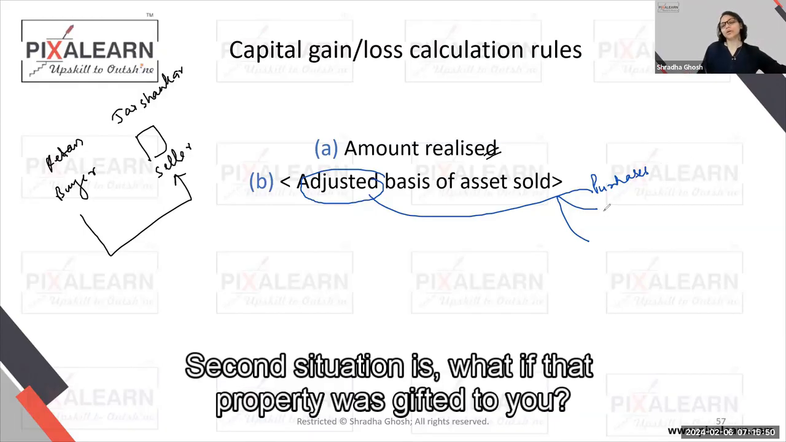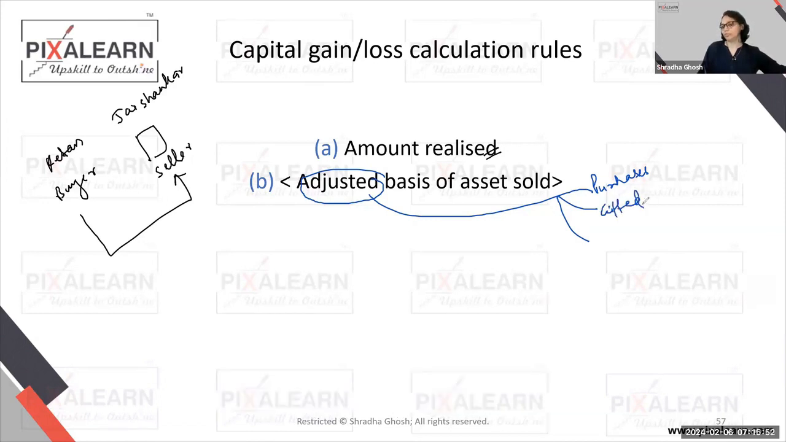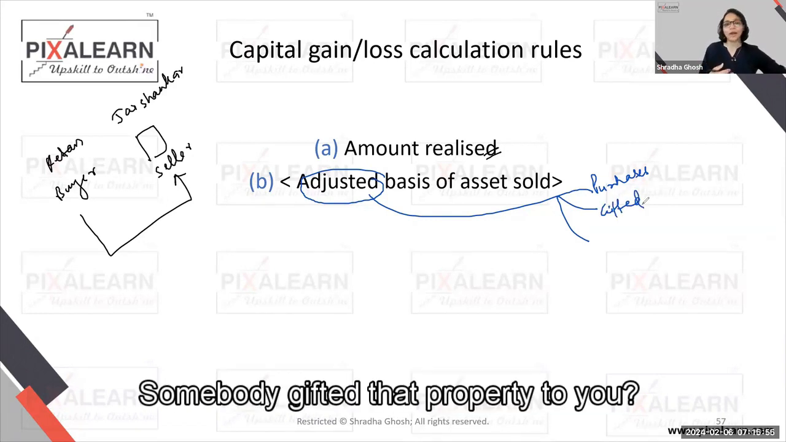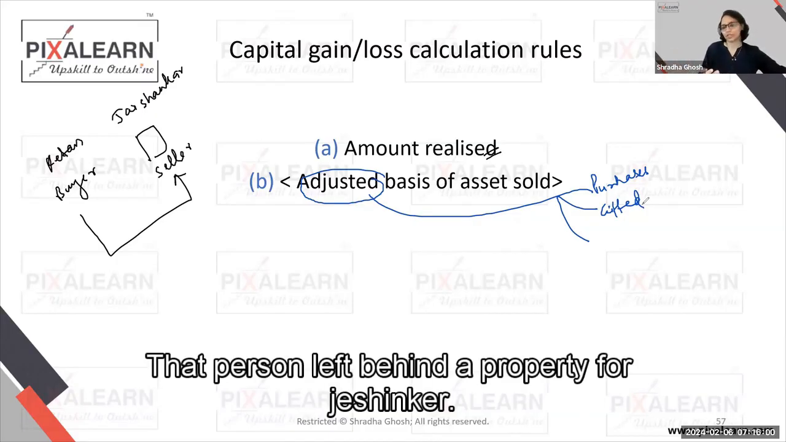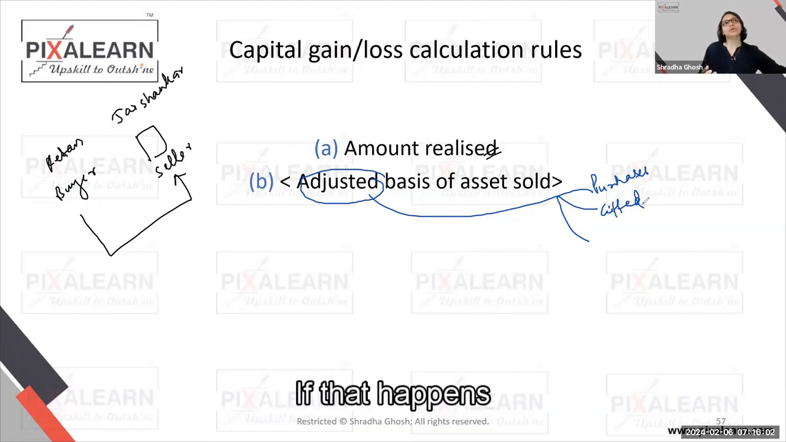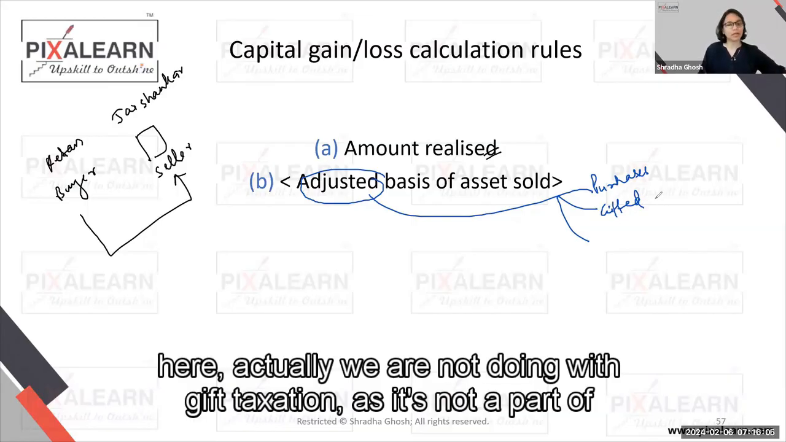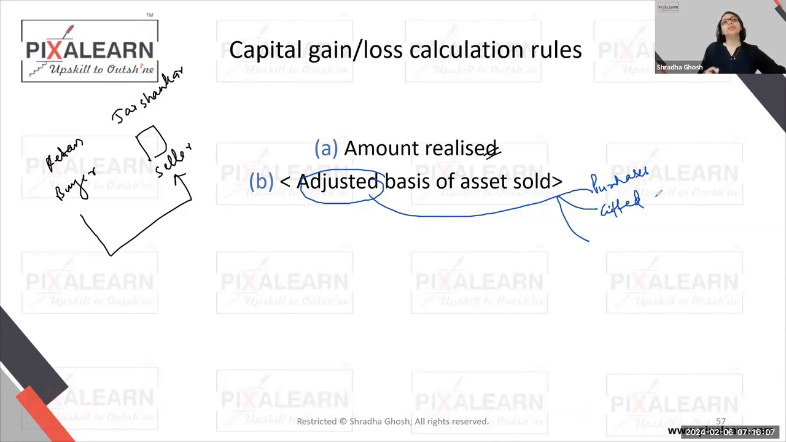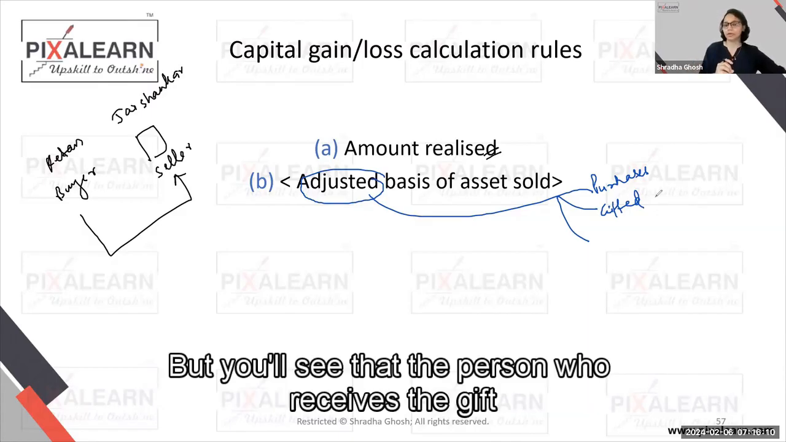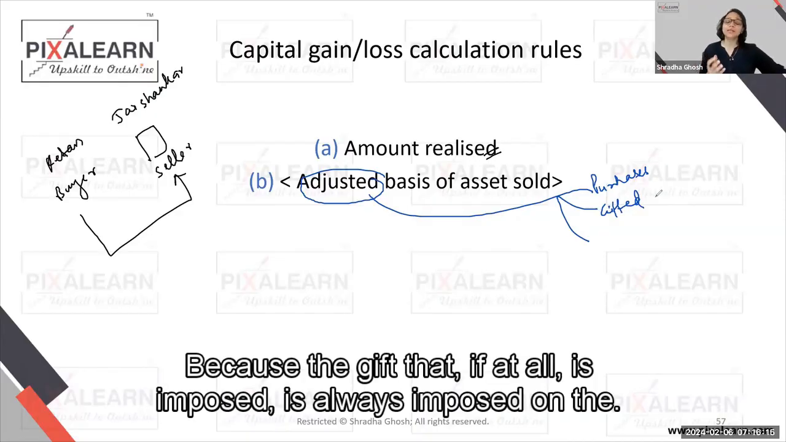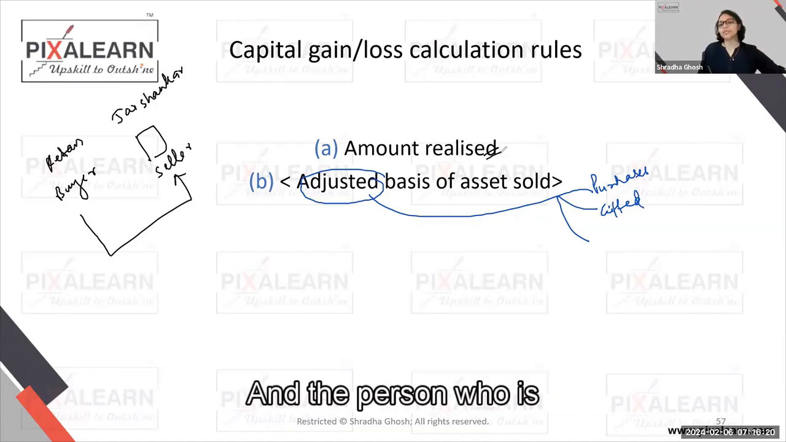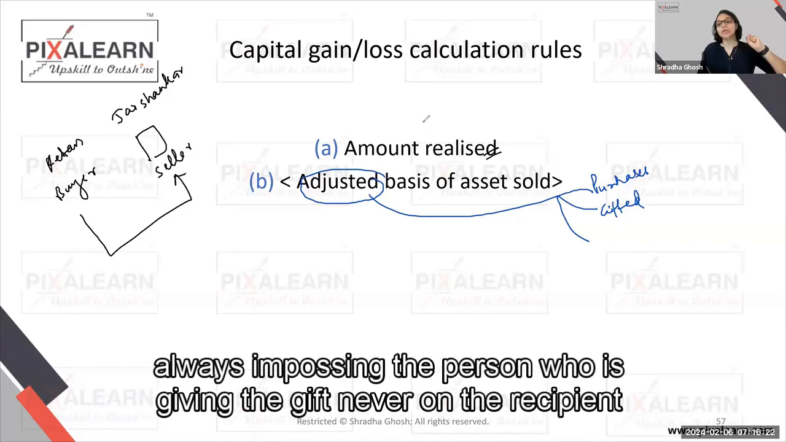The second situation is, what if that property was gifted to you? Somebody gifted that property to you. You have a big godfather or a big godmother, and that person left behind a property for Jaishankar. Here we are not dealing with gift taxation as it's not a part of your syllabus, but you'll see that the person who receives the gift rarely would pay any amount as gift tax, because the gift tax, if at all is imposed, is always imposed on the person who is giving the gift, never on the recipient of the gift.